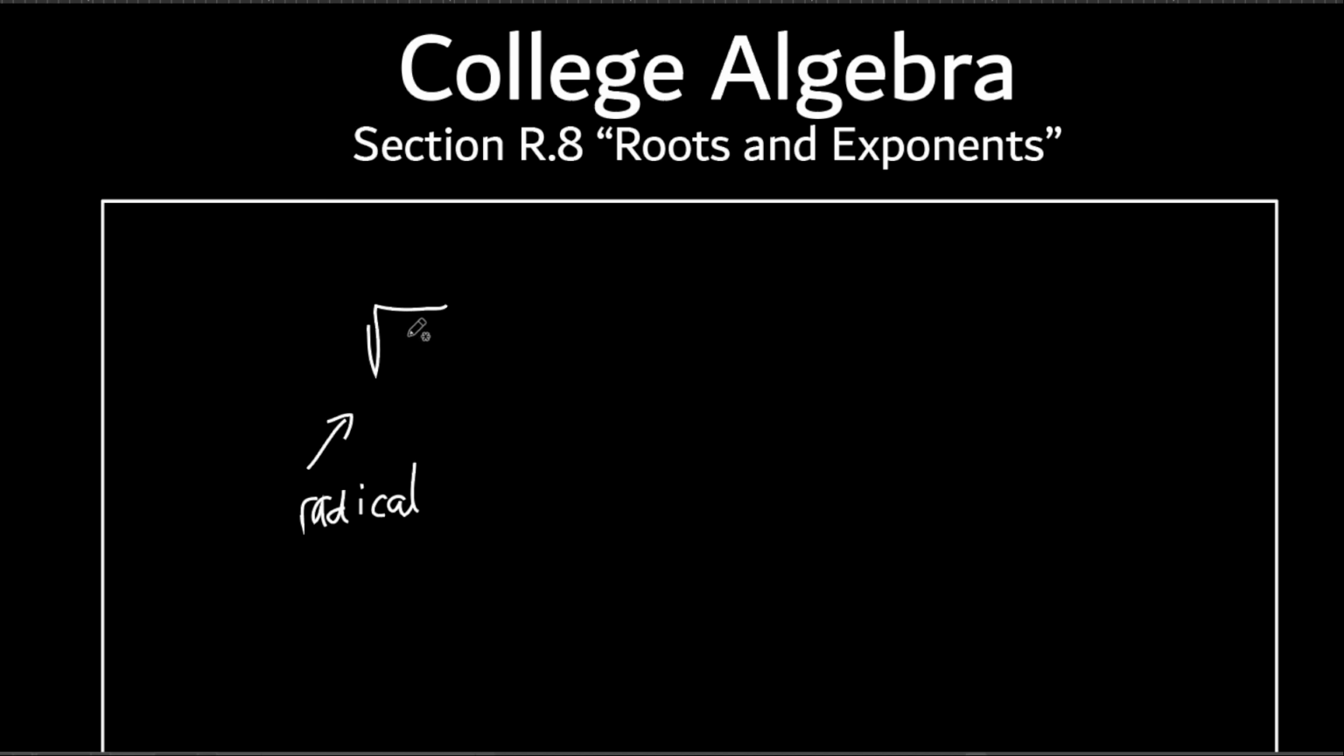We could have something inside of that radical. So this actual symbol right here is a radical. It's not necessarily a square root. I'll talk about that in a second. But this little symbol itself is just called a radical. And then we would have a number inside of here. I'm just going to put a generic letter here to represent any number at all.